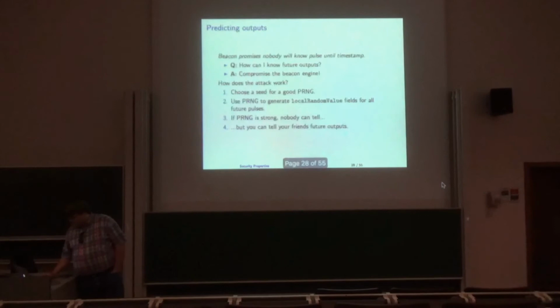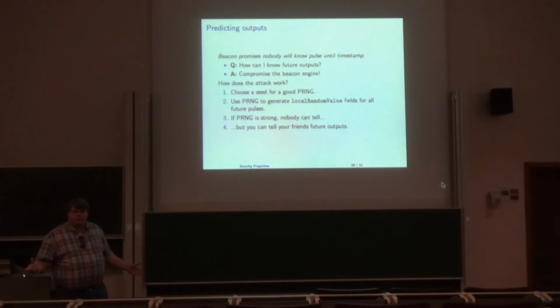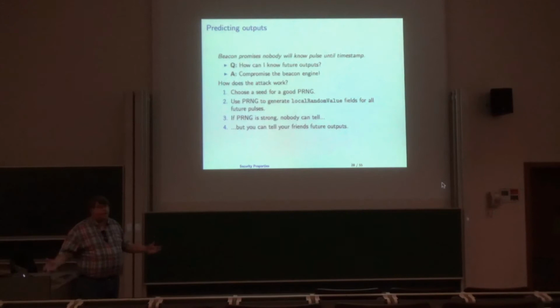So if I want to predict future outputs, the only way that it seems possible is to compromise the beacon engine. The reason is that we have two different hardware RNGs that you're using to generate these random numbers every time. If either of those hardware RNGs is really unpredictable and the beacon engine's working properly, then there's no way to predict future outputs, right? So the only way to do this is to compromise the beacon engine.